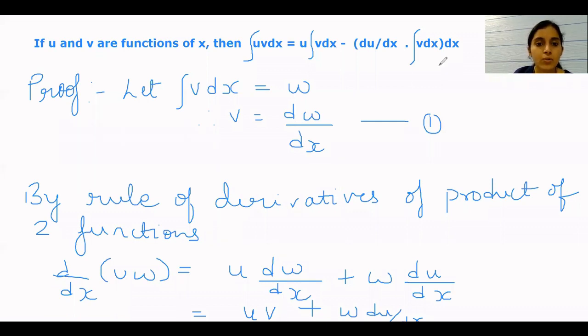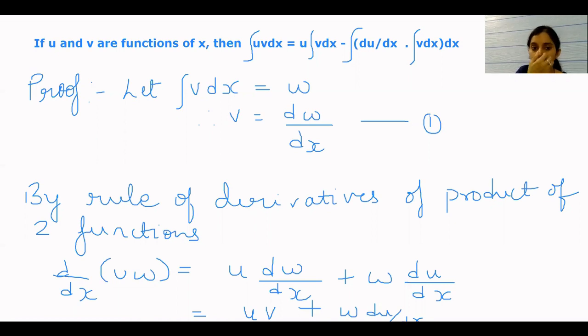What does the integration by parts theorem say? If u and v are functions of x, then integral of uv dx is equal to u integral v dx minus integral of du by dx multiplied by integral v dx, into dx. Now, what does this mean?